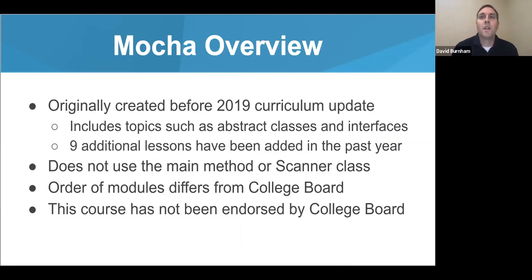First, you'll find lessons covering both abstract classes and interfaces, which are no longer in scope. Additionally, there are several topics in scope that were not fully covered in the original course. These are now covered in 9 different lessons that were added. They were part of the supplemental material last year, but have recently been added to the main course. So if you've been using MOCA in previous years, you'll see additional lessons from last year's supplemental material that are now in the main course.